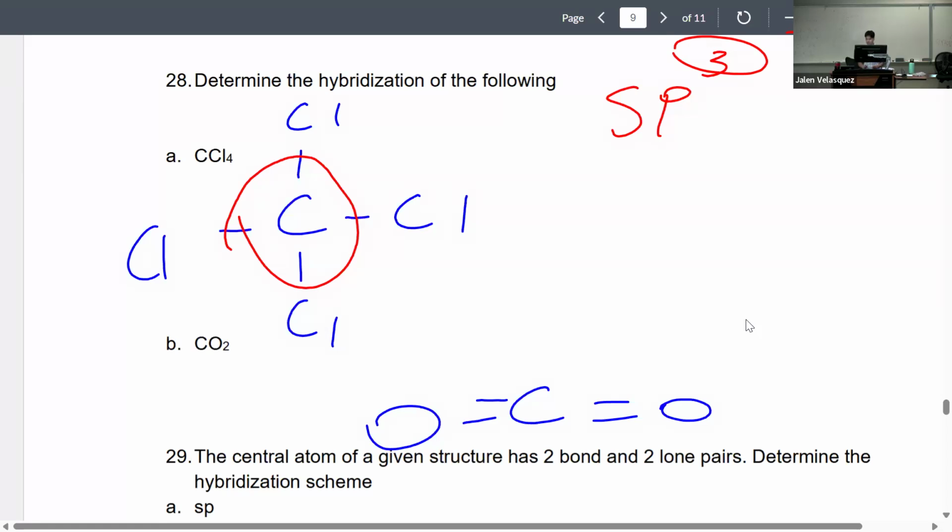For CO2, what's the hybridization there? It's just sp, right? So same idea. 2 electron groups, 2 minus 1 is 1, and it's just sp.